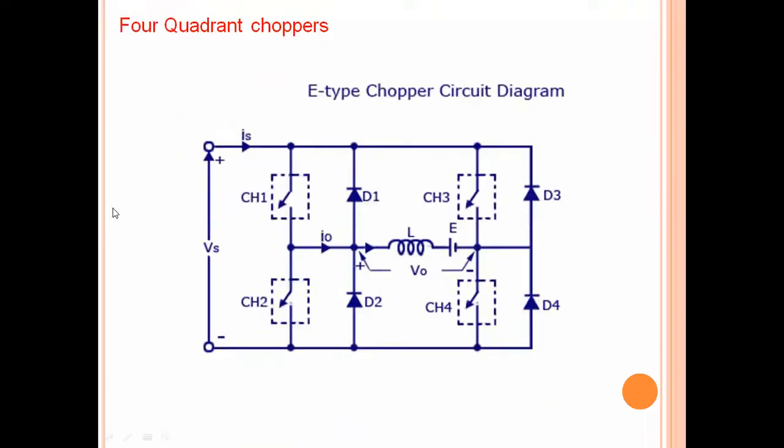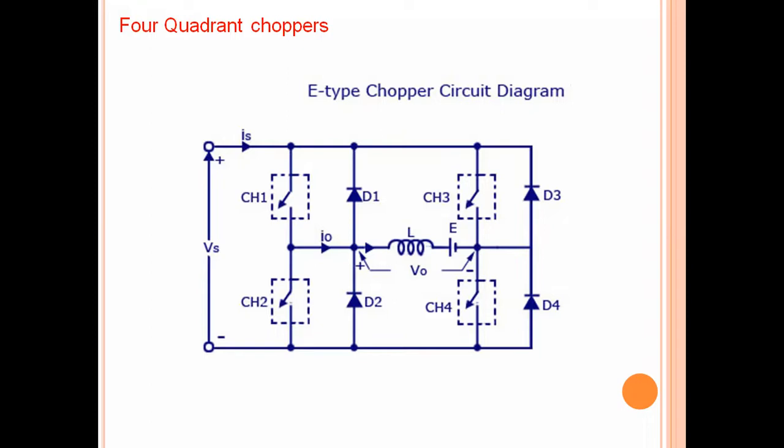And this is the Class E type chopper circuit. This Class E type chopper circuit operates in four quadrants. So in total it will have four switches, CH1, CH2, CH3 and CH4, along with four diodes, D1, D2, D3, D4. So four switches, four diodes. And here the load is connected in between these two legs. This load may be any DC motor, DC separately excited or DC series. Any DC motor we can connect here.